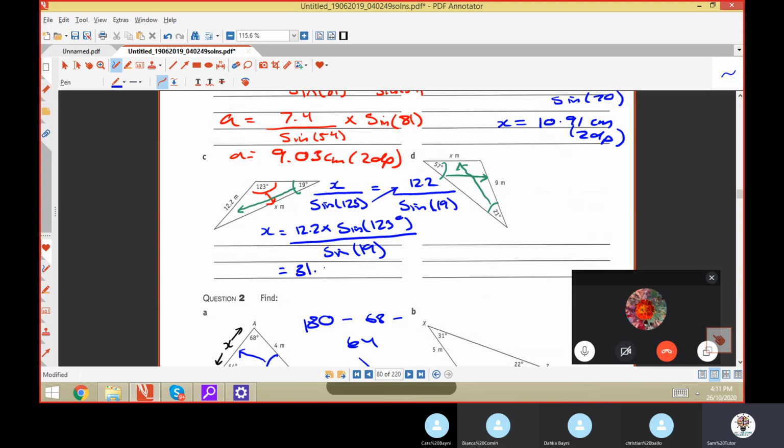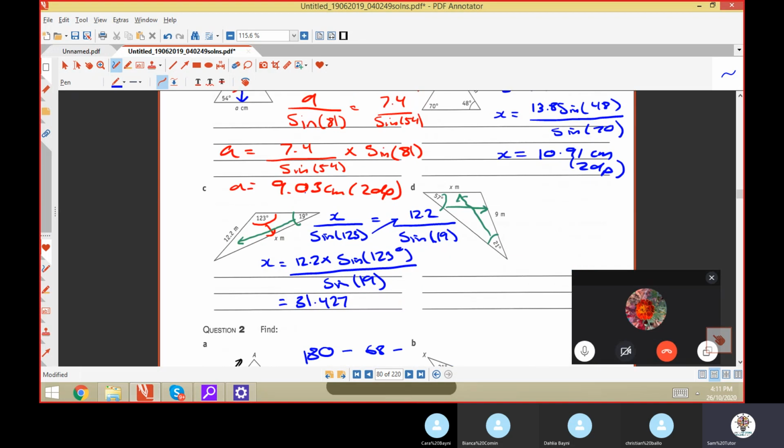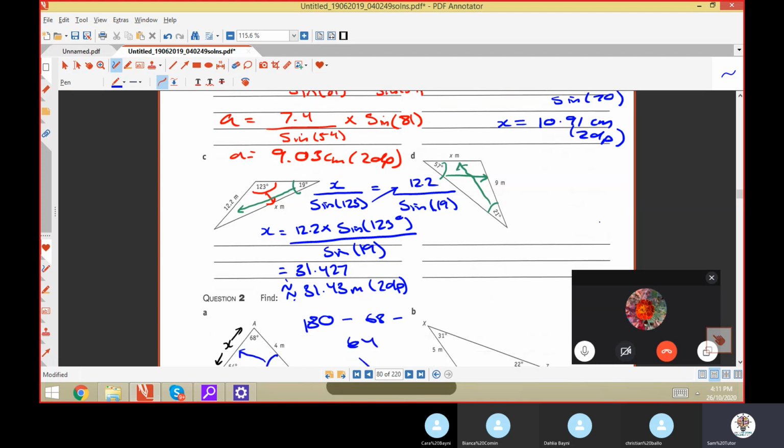We get 31.427. They wanted it to 2 decimal places, so you just approximate it. Approximately 31.43 meters (2dp). Any questions there? All right, same trick with the other question.